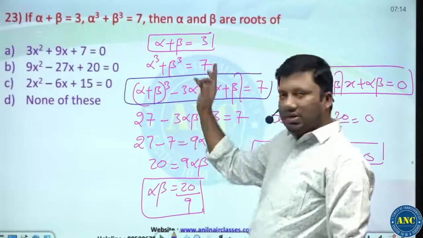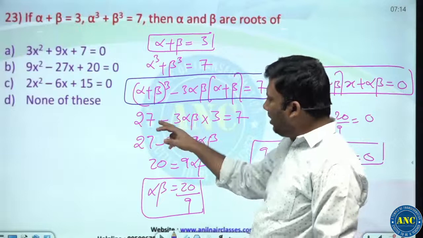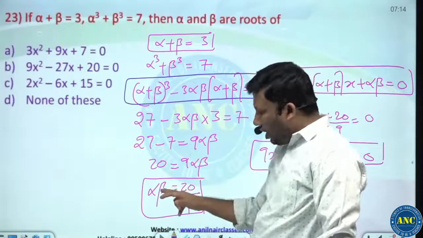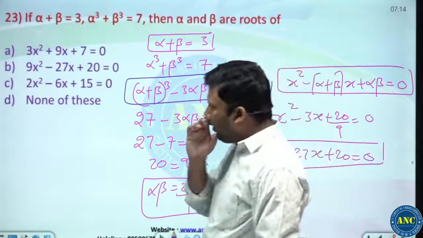Alpha plus beta is 3. 3 cube is 27 minus 3 alpha beta into alpha plus beta, which is 3. So alpha beta is given by 20 by 9.